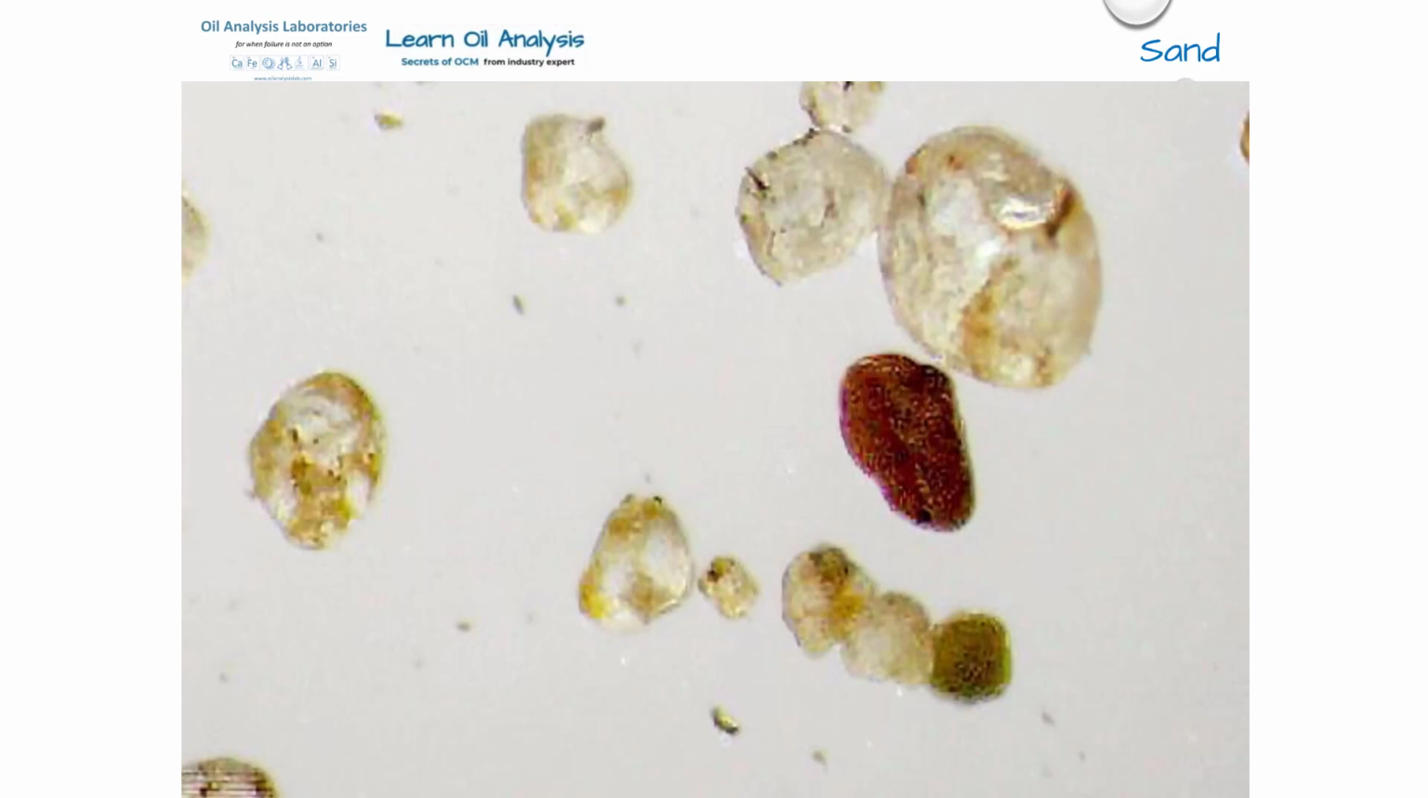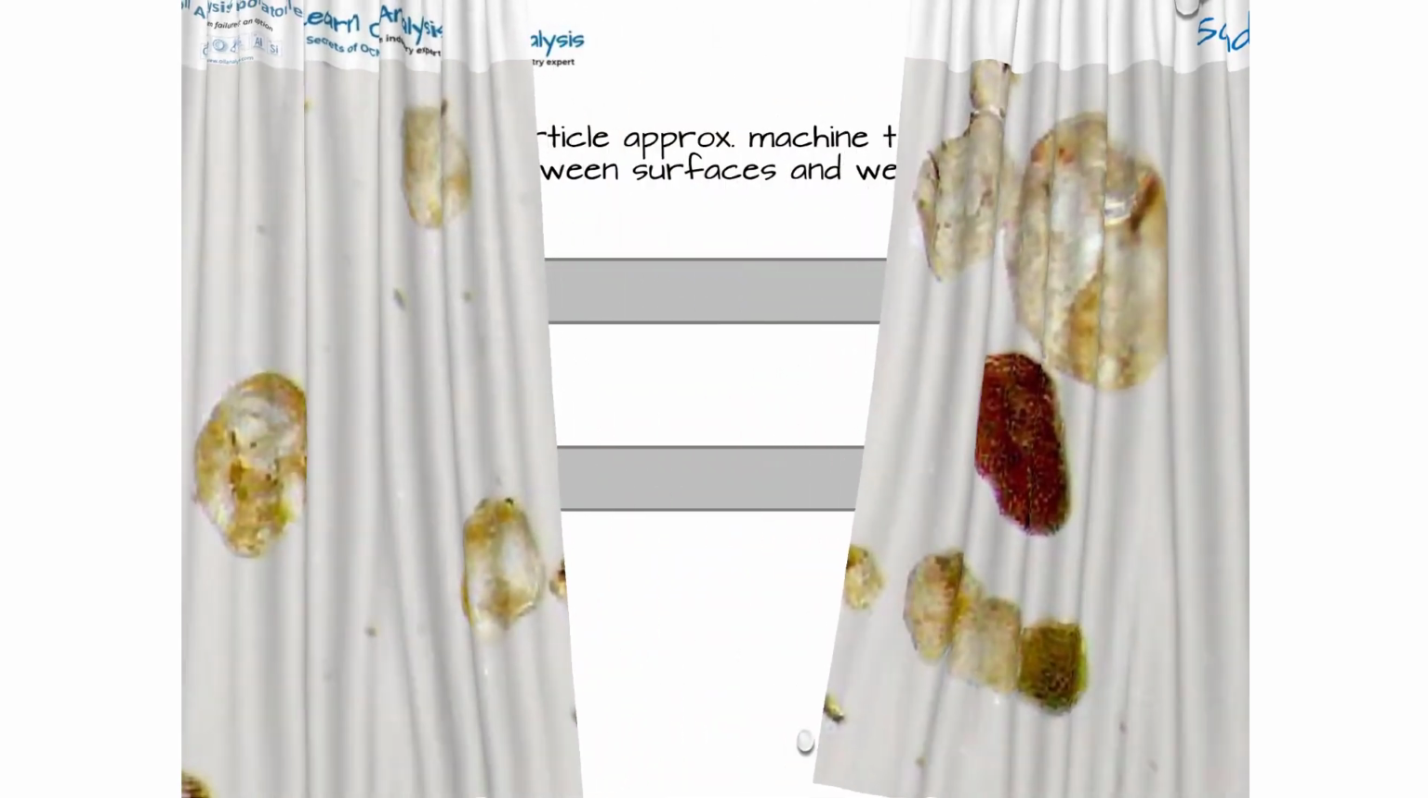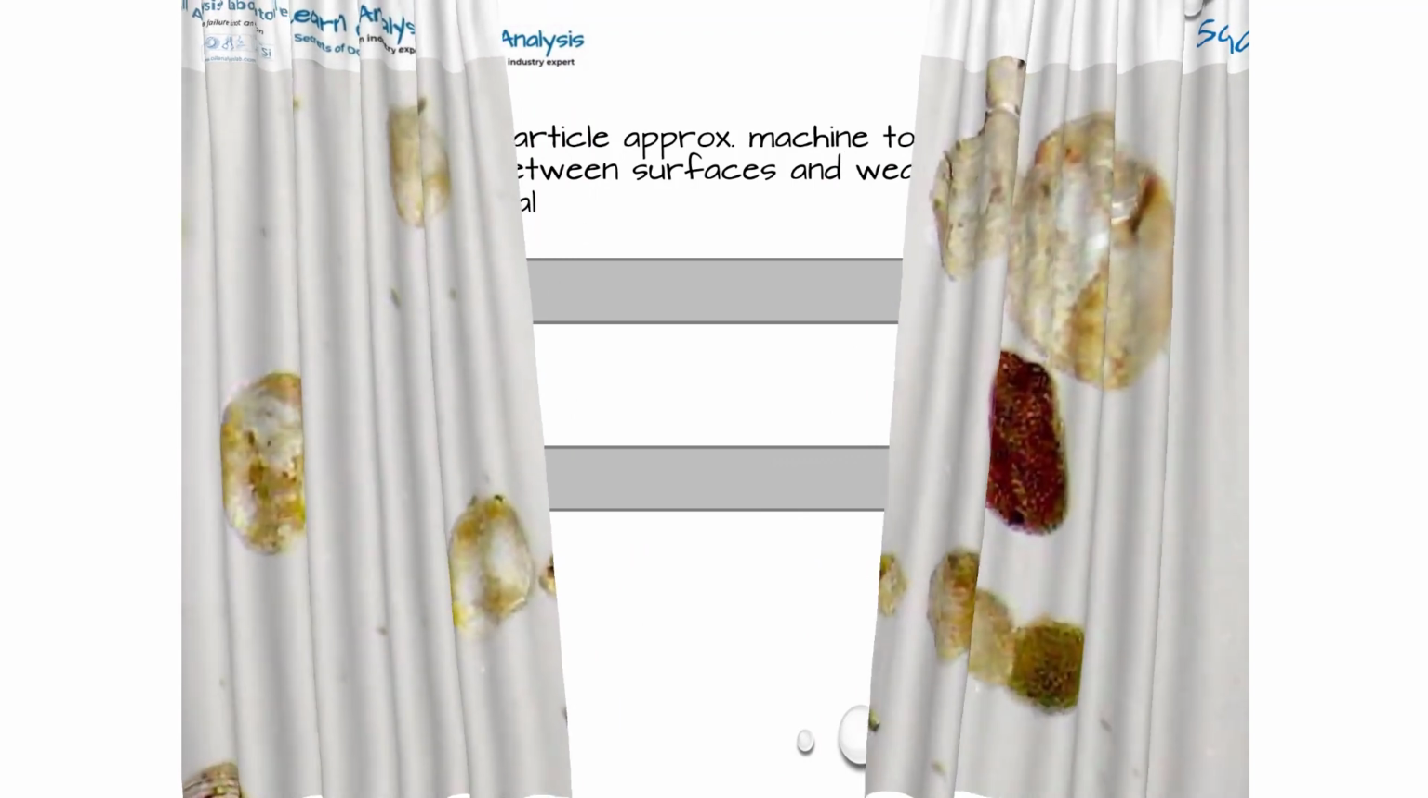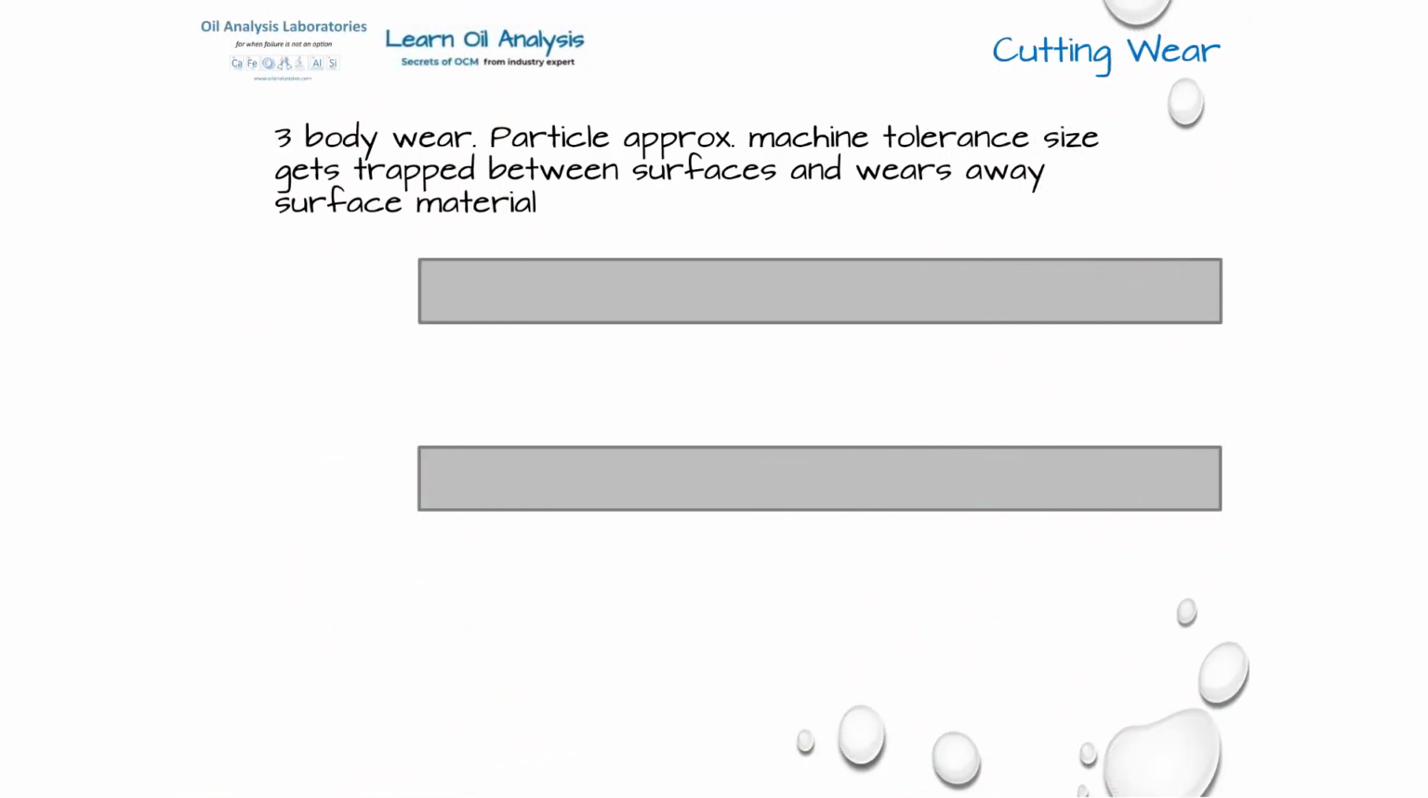This is significant as these particles can cause free-body abrasive wear, otherwise known as cutting wear. In the previous sliding wear example, it was two surfaces rubbing together causing the wear. This is called two-body wear. In this case, we now have a third particle, such as sand or dirt, which gets between two moving surfaces to cause wear and is called free-body wear.